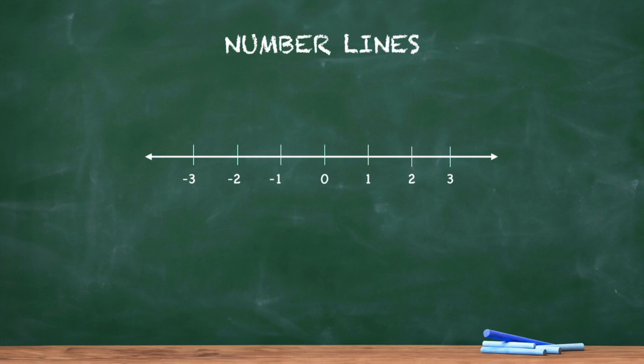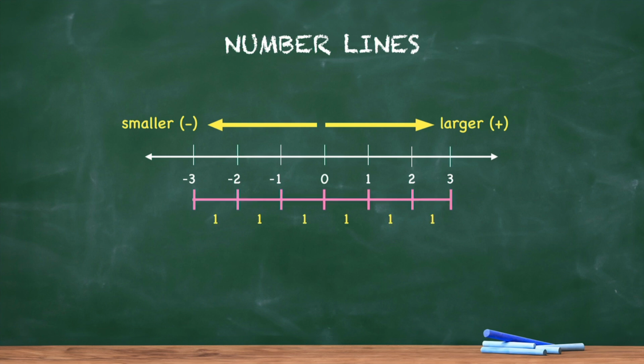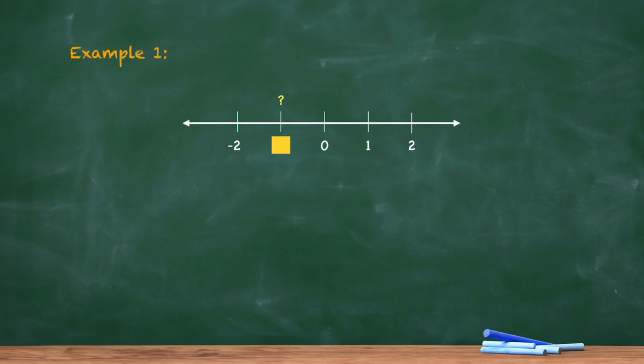On a number line, smaller values are further left, while larger values are further right. One important feature of number lines is that the spacing between tick marks is always even. The intervals are all the same size. Looking at the number line here, we can see that each tick mark increases by 1, meaning each interval represents 1 unit.